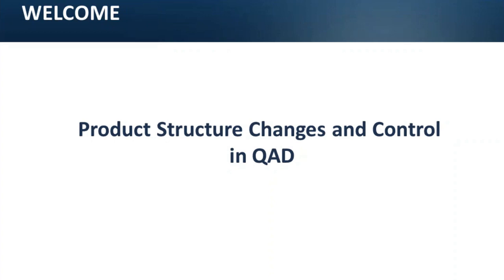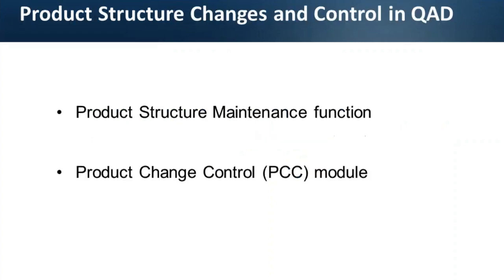Let's look at what options to maintain and control changes to product structures we have as users in QED. The most direct and simplistic approach is to maintain and control changes to product structures directly through the product structure maintenance function in QED. If you are required to exercise more control over product changes, then there is the Product Change Control module. It incorporates approval cycles that let you control how and when suggested changes are implemented.